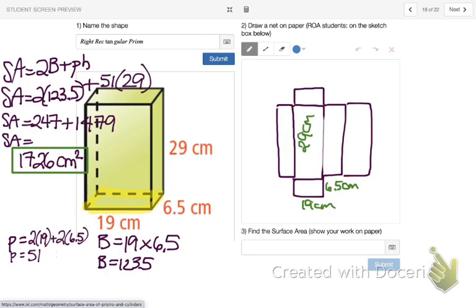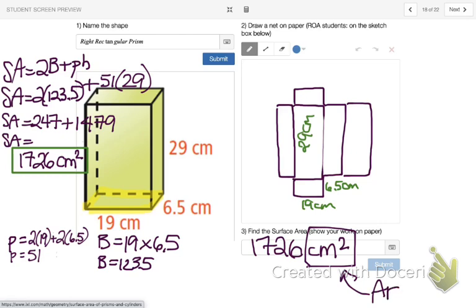Okay, here is my work for how I found the surface area of the right rectangular prism, which was 1,726 centimeters squared. Make sure that you are aware of the squared, since we're talking about area, even though it's surface area. Okay, pause the video if you want to take a look at my work. And then go to the next slide so you can see, not the next slide, sorry. Just continue watching the video to see the answers for the next slides.